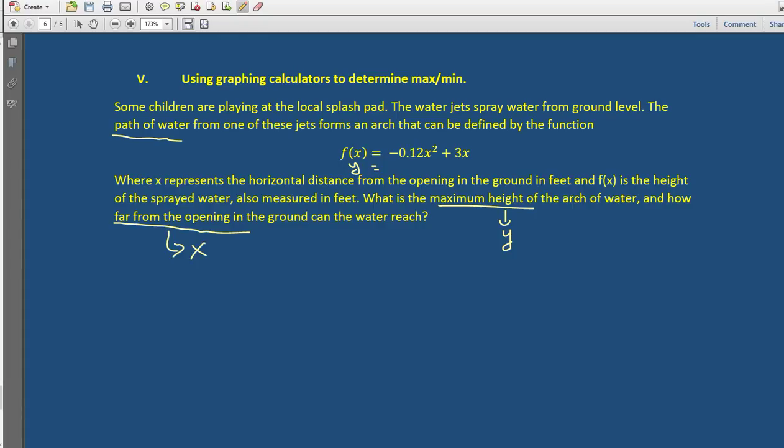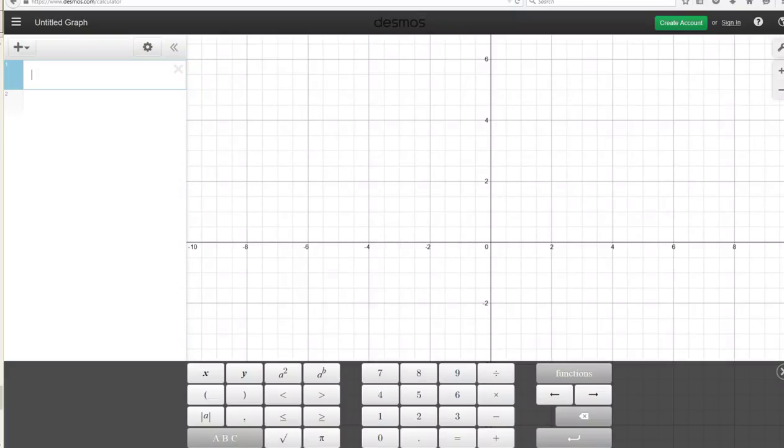All right, so I'm going to use Desmos graphing calculator online to determine these values. So up here, I'm going to type in my equation, y equals negative 0.12x squared plus 3x. Okay, so clearly I am much too zoomed in, so I'm going to zoom out.